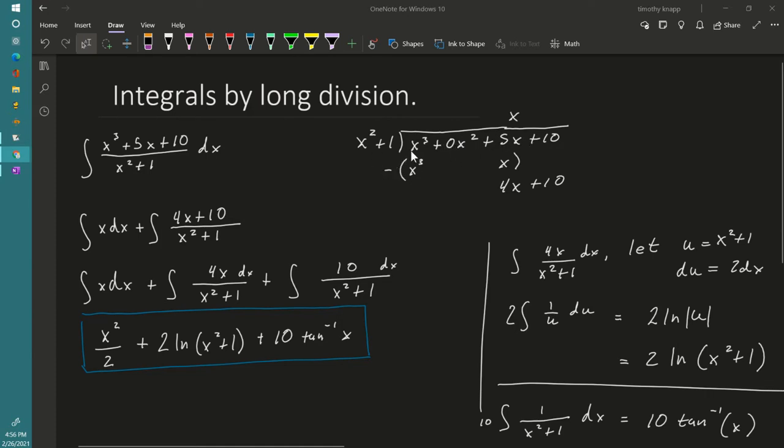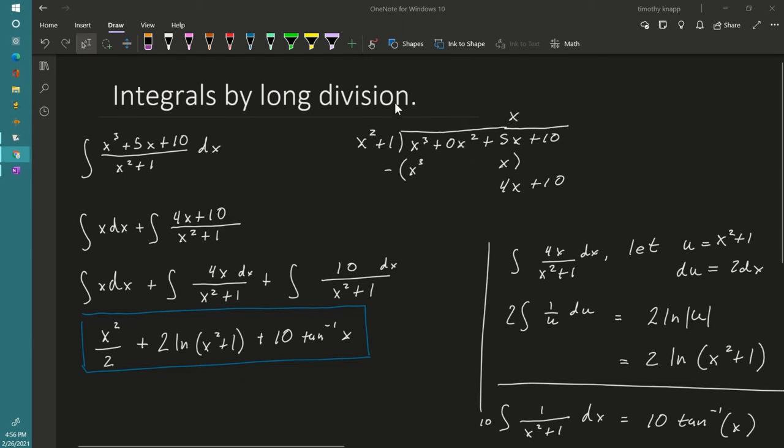Then I ask myself, what do I have to multiply x squared by in order to get x to the third? And so that's an x, because x squared times x is x to the third. I write the answer to that question up here, and I kind of keep everything in line. Notice all my x's are here, x to the thirds would be here, x squareds would be here.